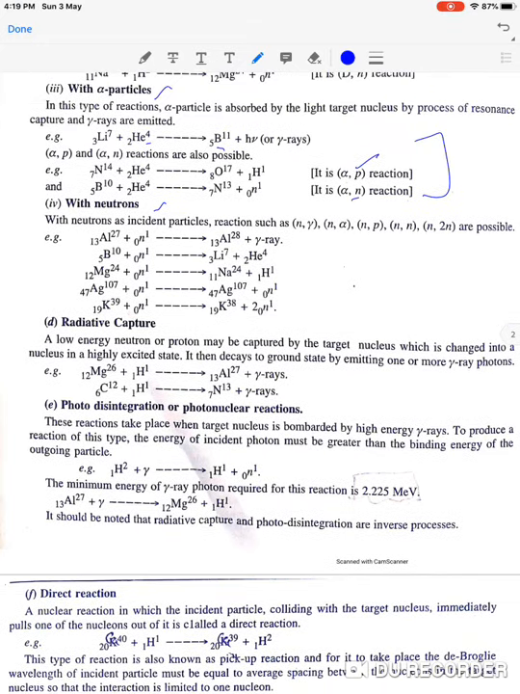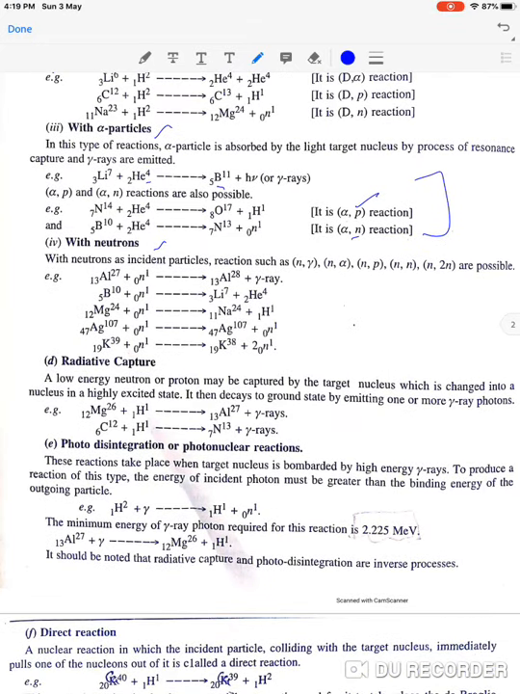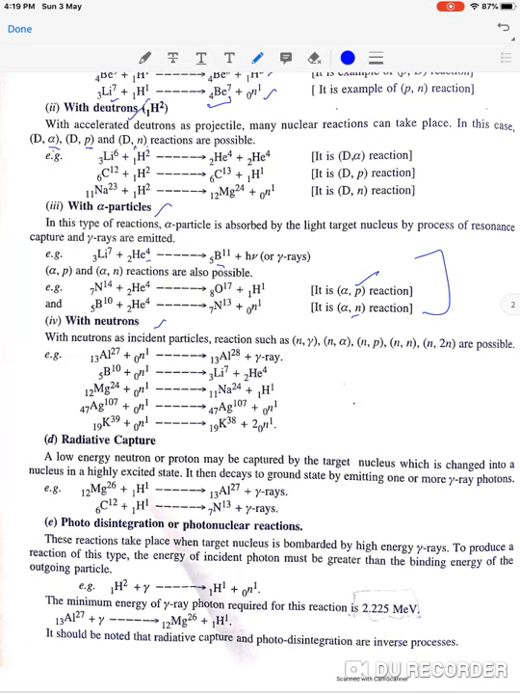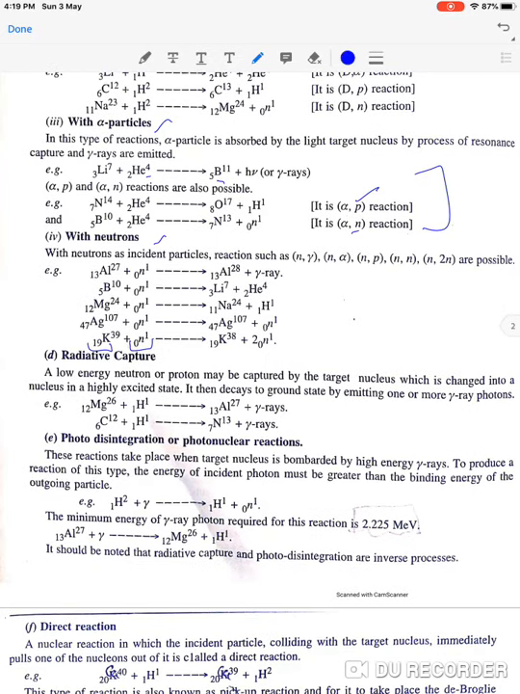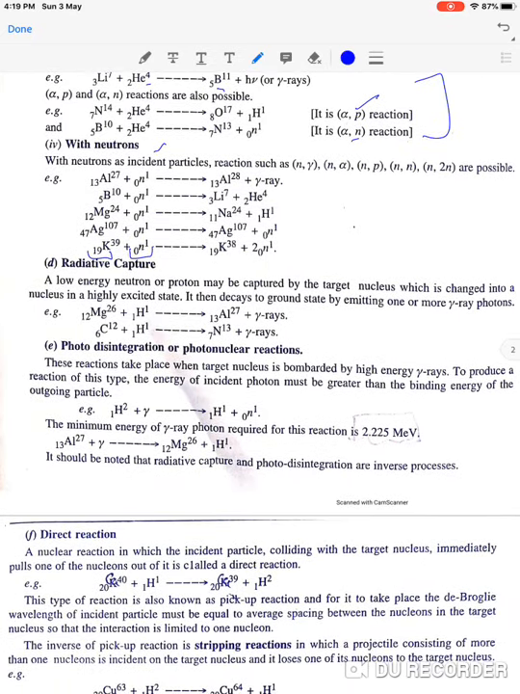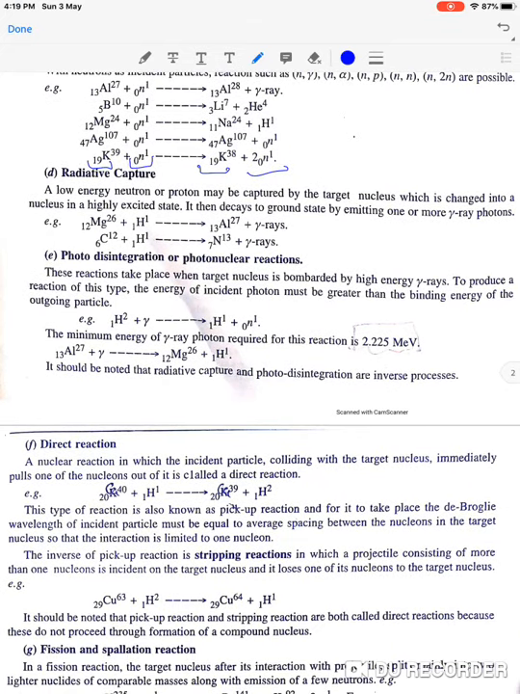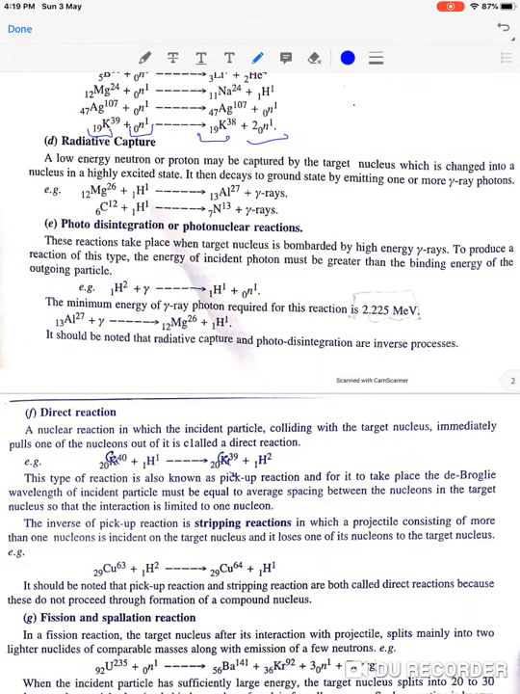So with neutrons, it is the same kind of reaction, the disintegration process in which a neutron is the bombarding particle. There are some target nuclei, and we are getting some daughter nuclei with respect to the outgoing particles. Now these are the outgoing particles with respect to neutrons. And another one is radiative capture.